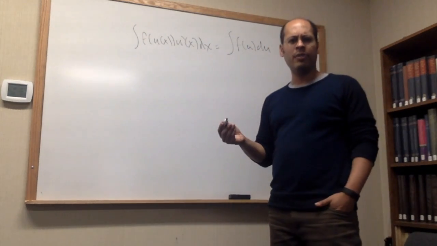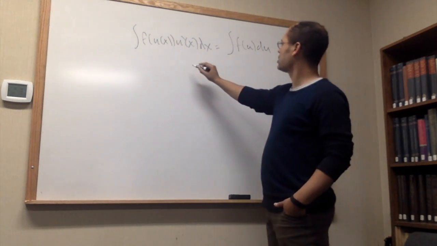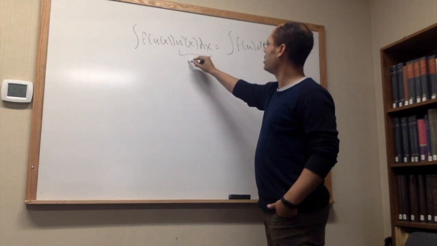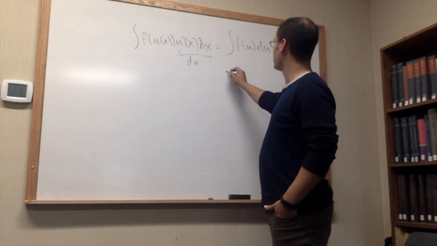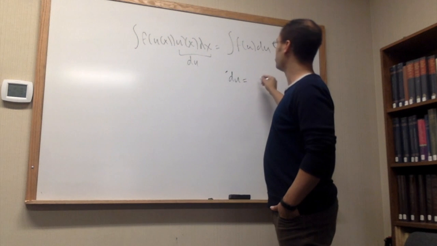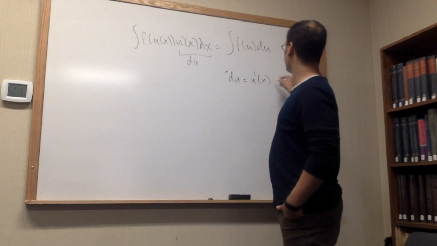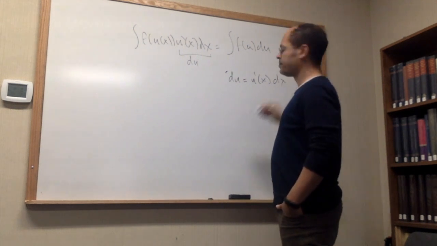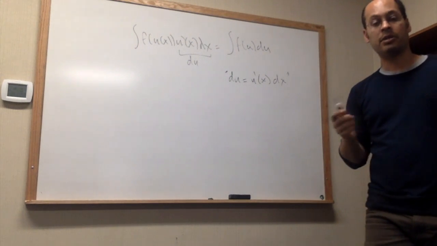And the mnemonic for remembering how this works is to think about this thing as representing the quantity du. In other words, du should represent u prime of x dx. Okay, to make this more concrete, let's just work out some examples of this.